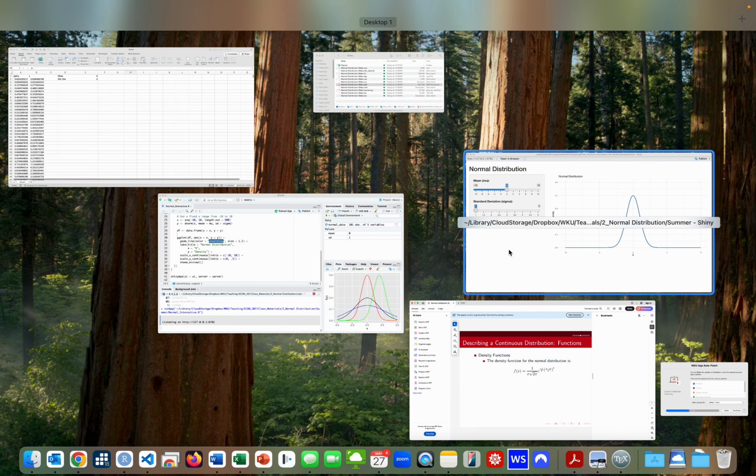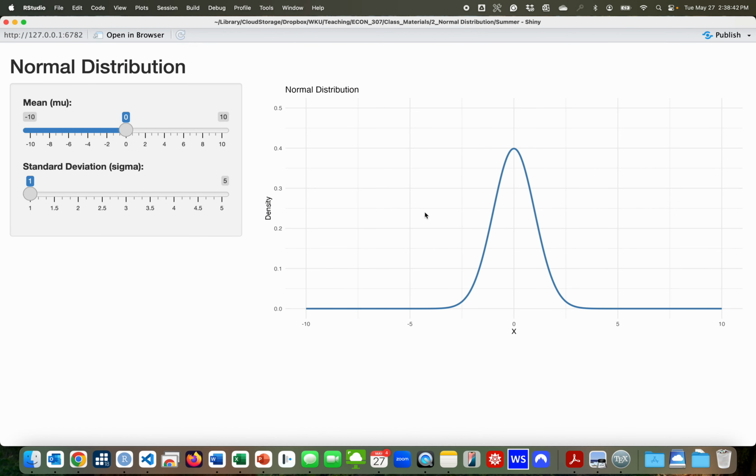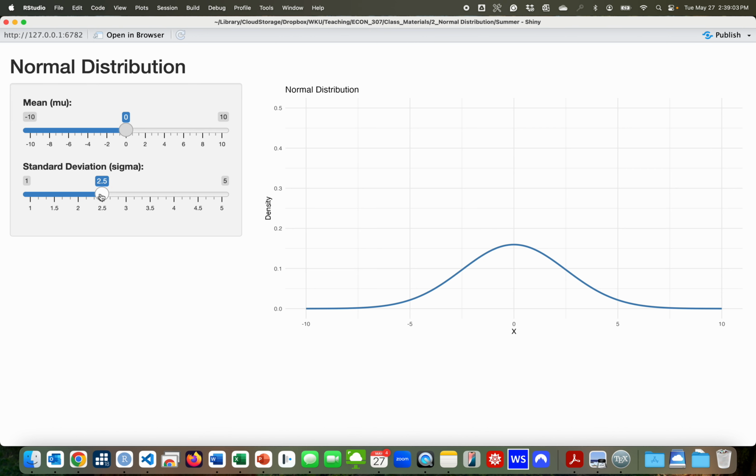So when we look at this, this is the normal distribution assuming a mean of 0 and a standard deviation of 1. So this is the standard normal distribution. And if we increase that standard deviation, so we keep mu the same and increase the standard deviation, notice the distribution gets flatter and more spread out. So we're more likely to observe values further from the mean when the standard deviation gets larger.